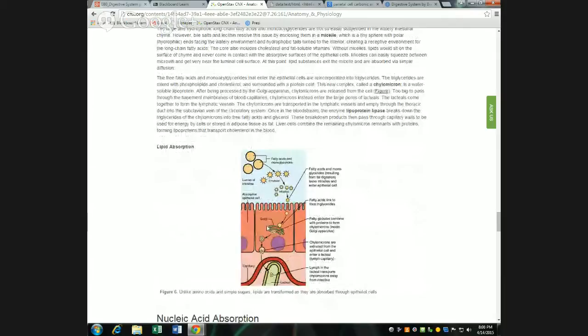But what this is getting at with the lipids is that the lipids, as they're absorbed in here, get processed through the Golgi apparatus and packaged up into these little structures, which are called chylomicrons. And the chylomicrons move into the lymphatic system. Remember, one of the functions of the lymphatic system is transporting dietary lipids.